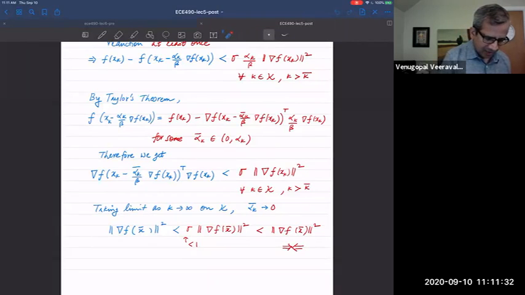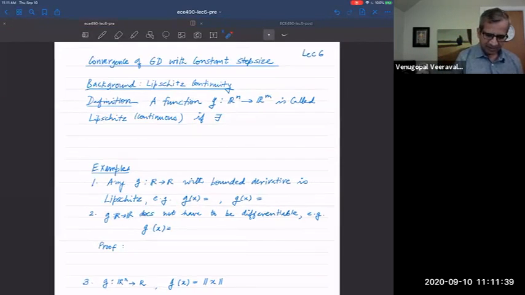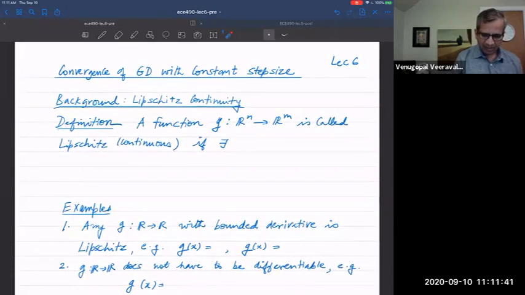So today, we're going to talk about convergence of gradient descent with constant step size. But before we start, any questions about the material we have covered so far?